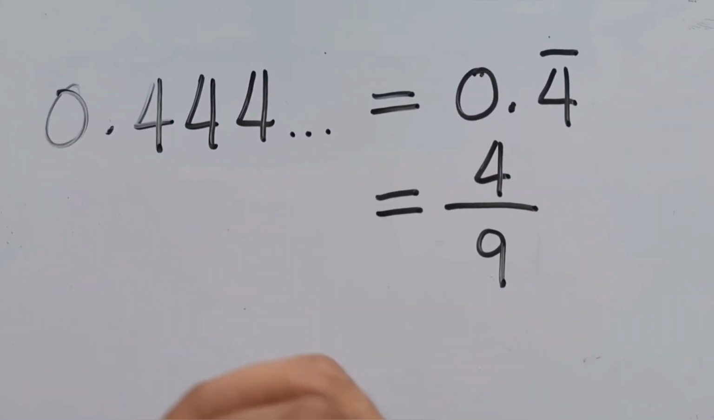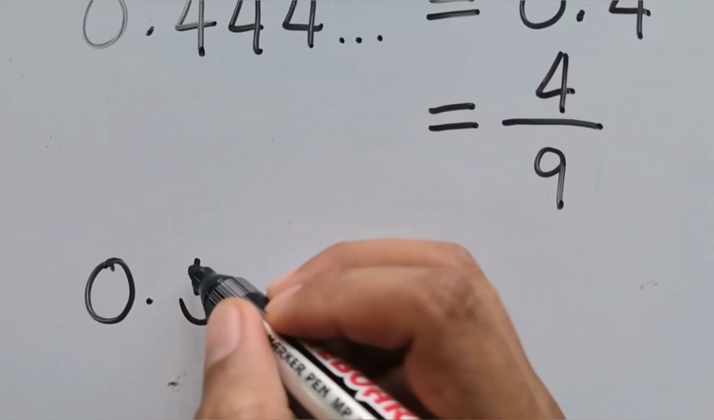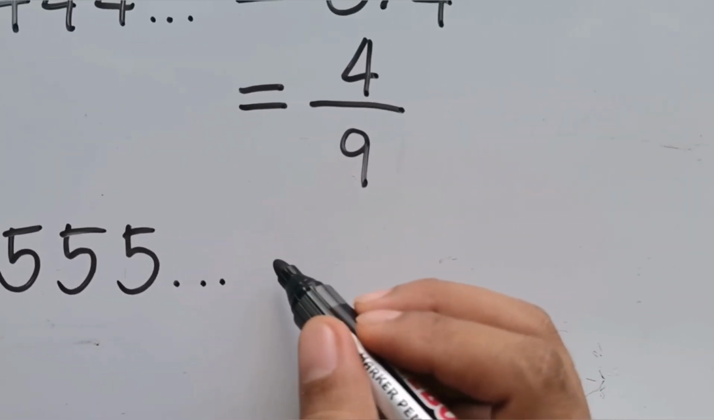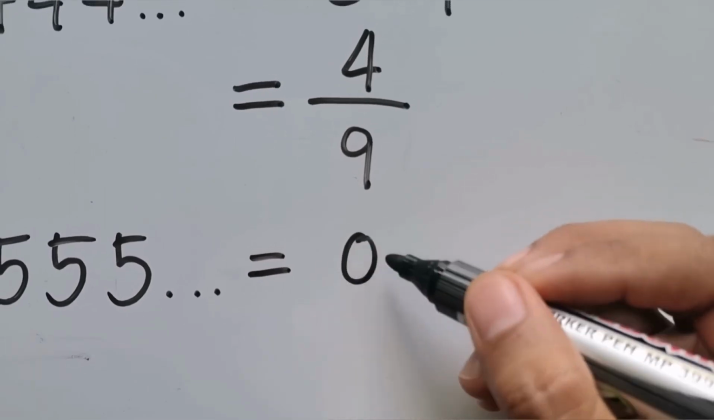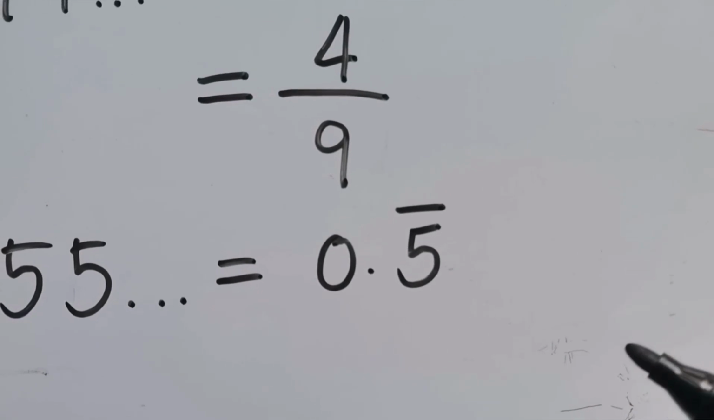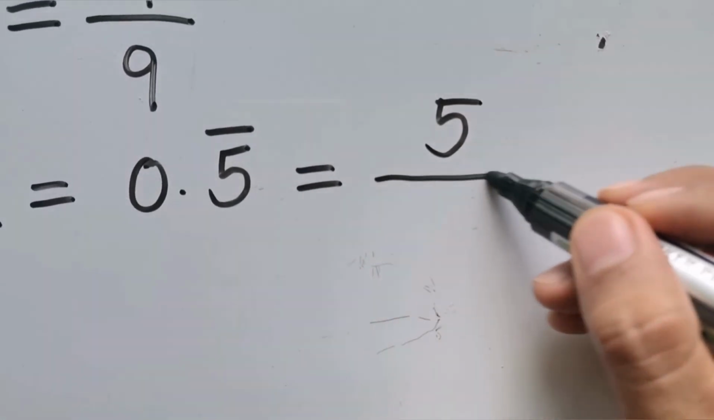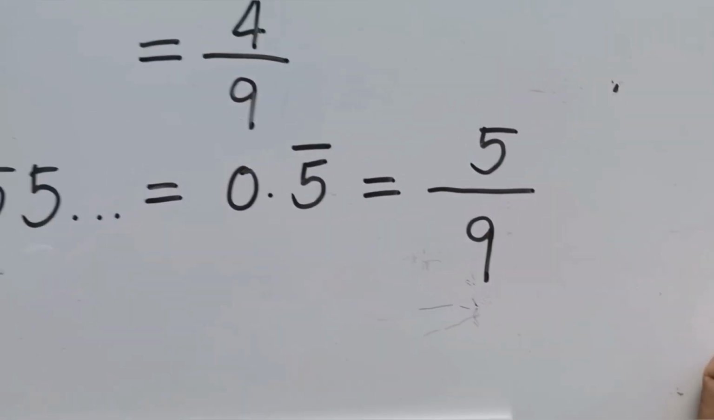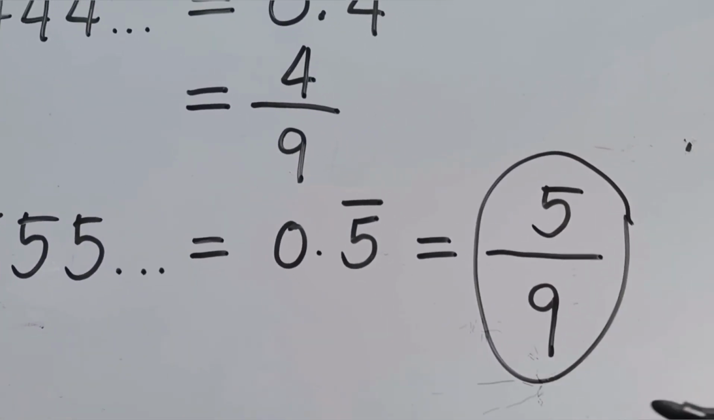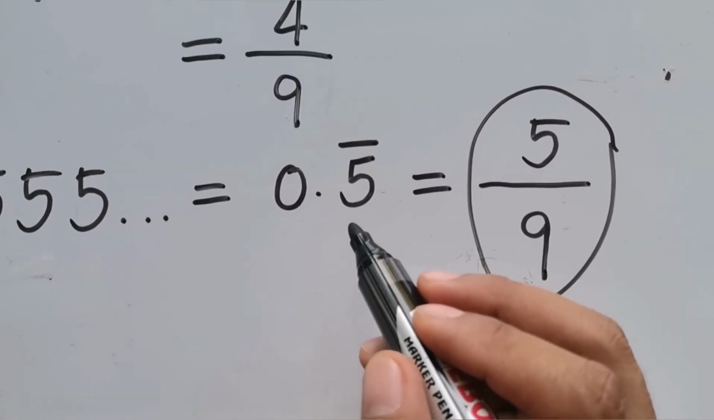Let's make math easy. So, what about 0.5? Again, this is simply equal to 0.5 na may bar sa taas. So again, this is just equal to 5 over 9. Can we reduce it to lowest term? So hindi na, di ba? So 5 over 9 is simply equal to 0.5 repeating.